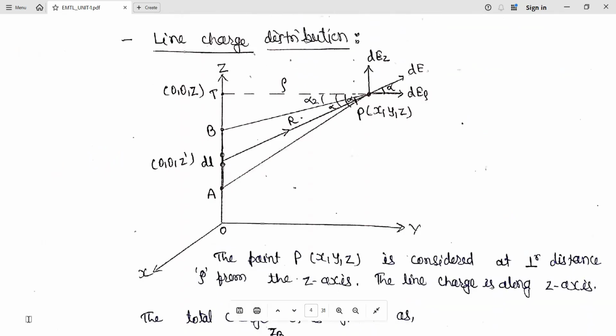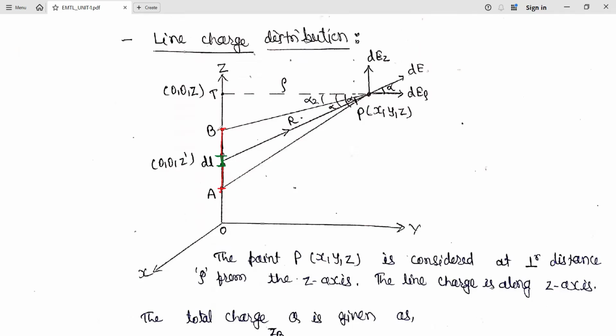Now the first one is the line charge distribution. In this case, the line is placed along the z-axis. AB is the line placed along the z-axis. On this, we consider the differential length. DL is the differential length here. The coordinate of this DL, we consider that it is located at a distance Z dash from the origin on the Z axis, so it is (0, 0, Z dash), since on the Z axis, X and Y values are 0.